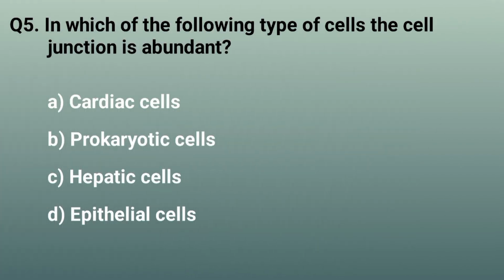Question number 5. In which of the following type of cells the cell junction is abundant? Right answer is option D. Epithelial cells.